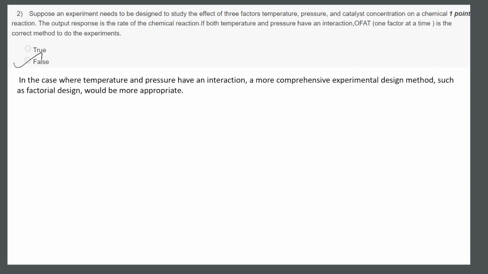So it is false. Then which is the correct method? In that case, we should go for more comprehensive experimental design methods such as factorial design, full factorial design, or Taguchi method. There are several methods which discuss the interaction, so we should go with those methods.